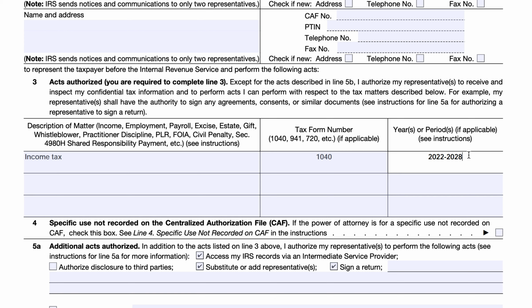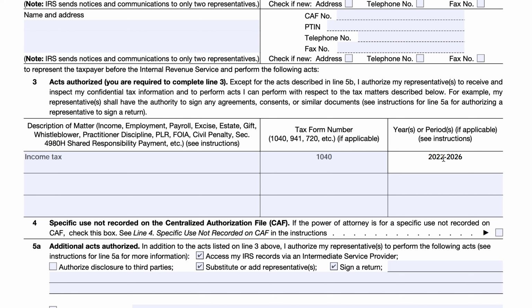So this would be perfectly acceptable, and you can actually go back as many tax years as possible. If you need to break this up into periods for either quarterly returns or for some other reason, you can be specific, like you only want to authorize certain information or representation specific to a tax issue, and you can break that into quarters if you want.